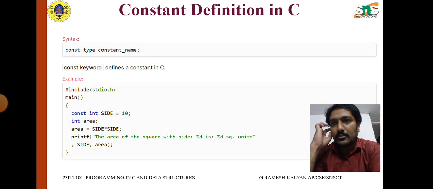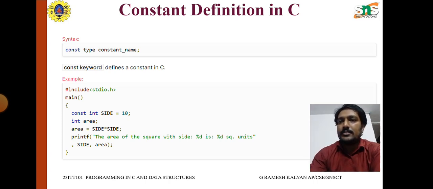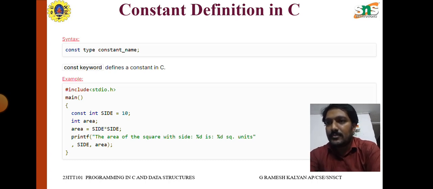The syntax for declaring a constant is const type constant name. That is, we are using the const keyword with the variable. The const keyword defines a constant in C. So we'll have an example. Inside the main function we are defining int side is equal to 10. For that we are defining a constant, that is const, a keyword. The const keyword is used with the variable.